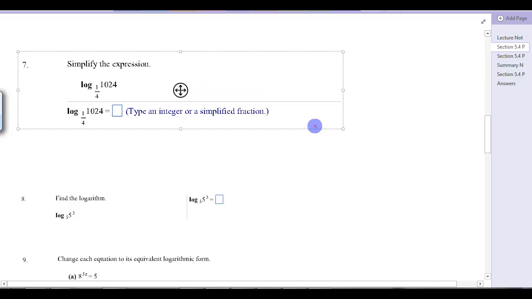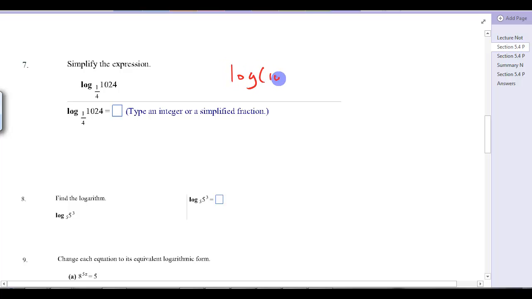Make that a little bit bigger. All right, log base 1/4 of 1024. You can do that one in the calculator as well. Log of 1024 divided by log of 0.25, and you should get -5 when you do that in the calculator.